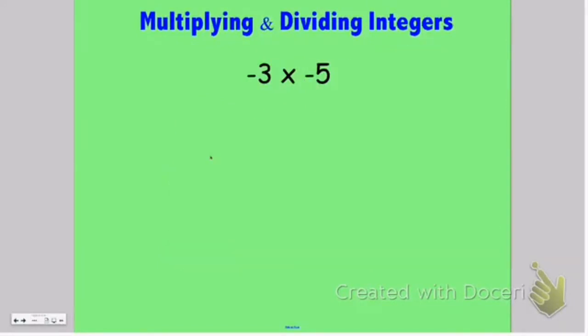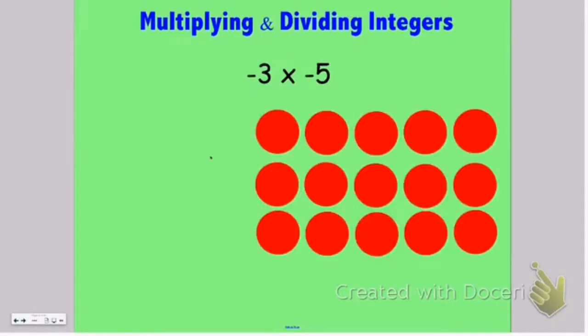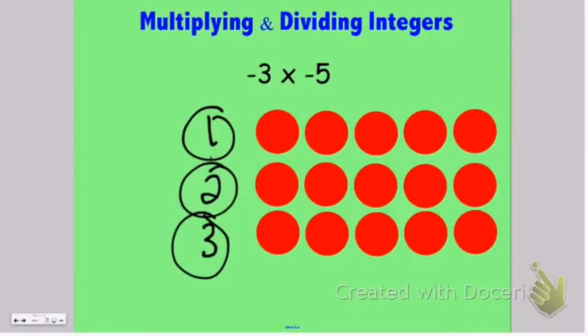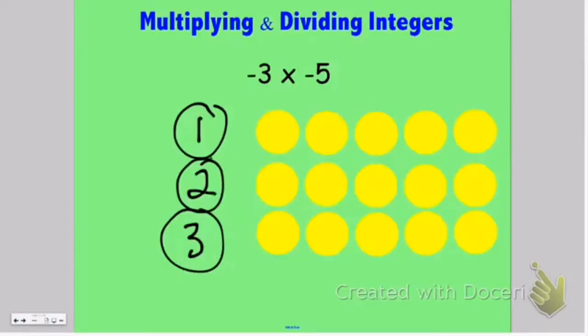Lastly, I have -3 times -5. Again, I could say -3 groups of -5. That seems a little confusing, so let's read this very first negative as the opposite of. So we're going to say the opposite of 3 groups of -5. First, I have made 1, 2, 3 groups of -5, and then I need to take the opposite of that. When I take the opposite, these all turn yellow, so now I have 15 positives.